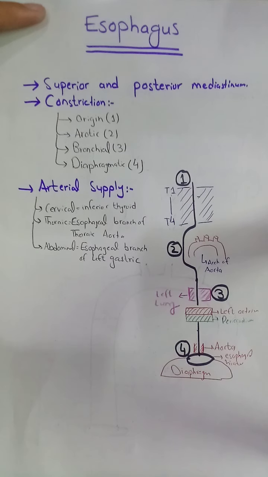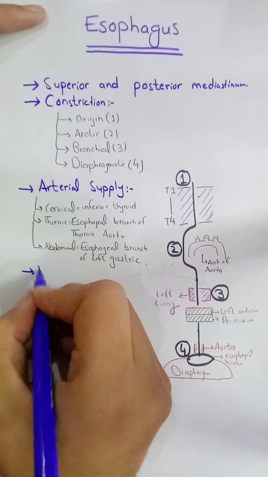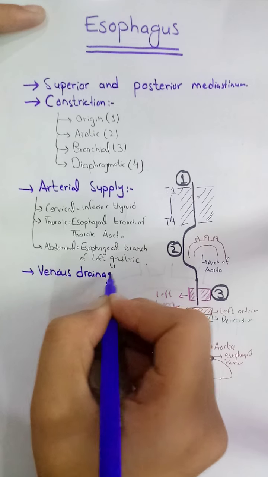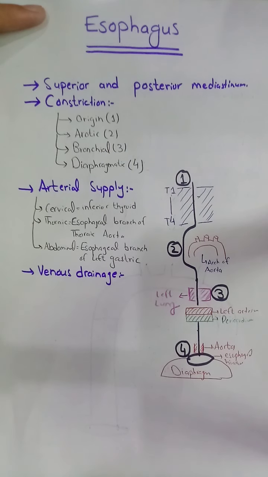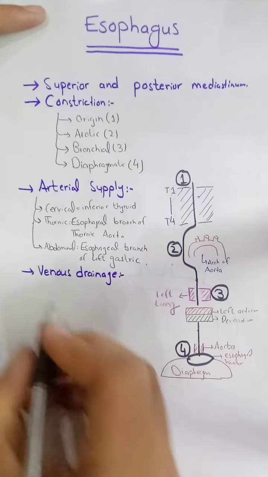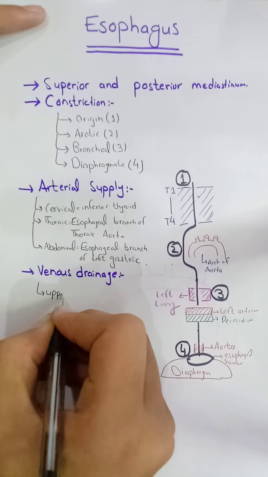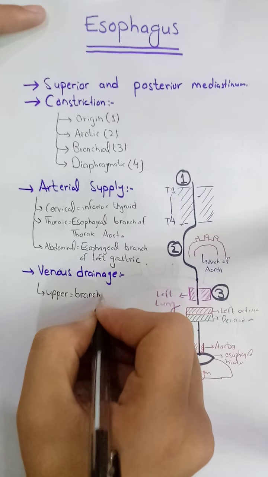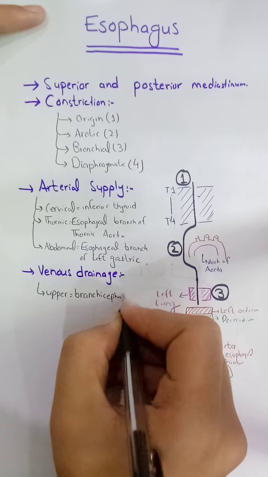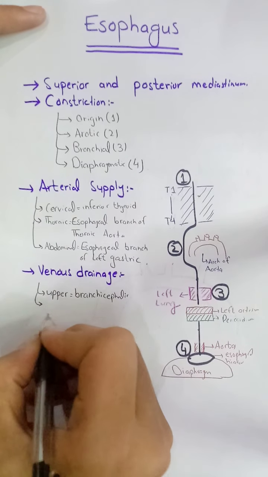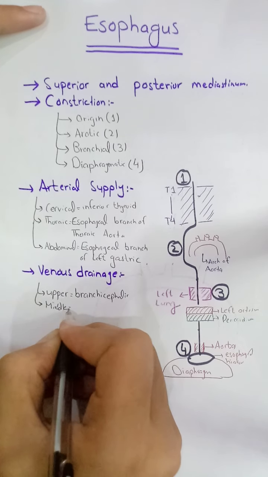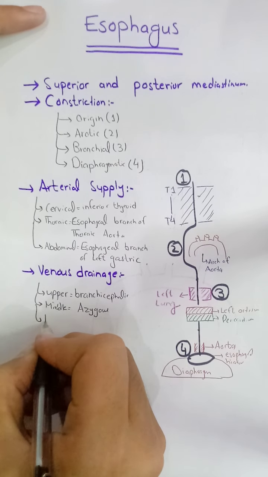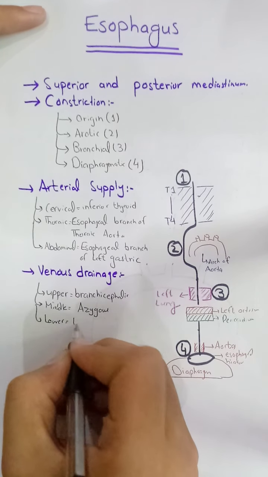Now we will see the venous drainage. The upper part of the esophagus is drained through the brachiocephalic vein. The middle part is drained through the azygous vein, and the lower part is drained through the hemiazygous vein.